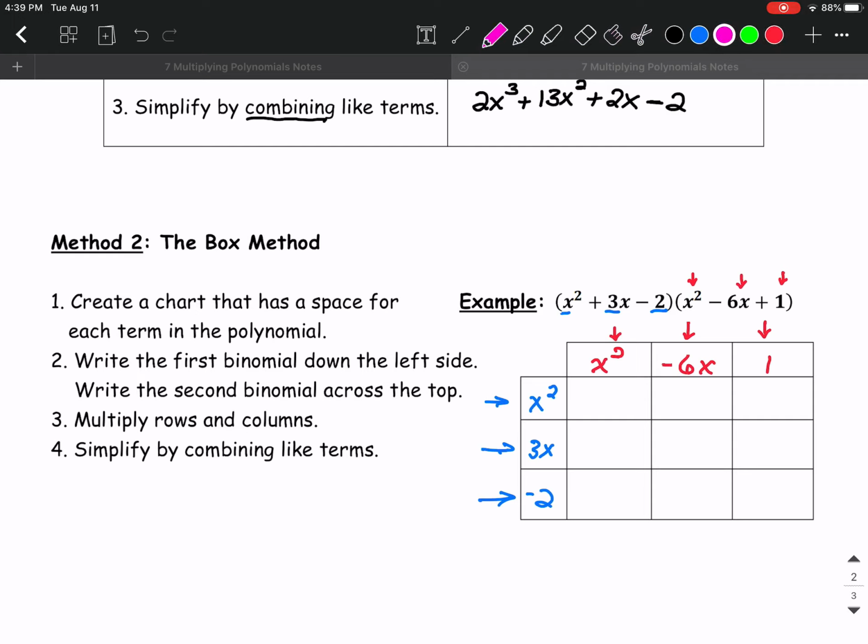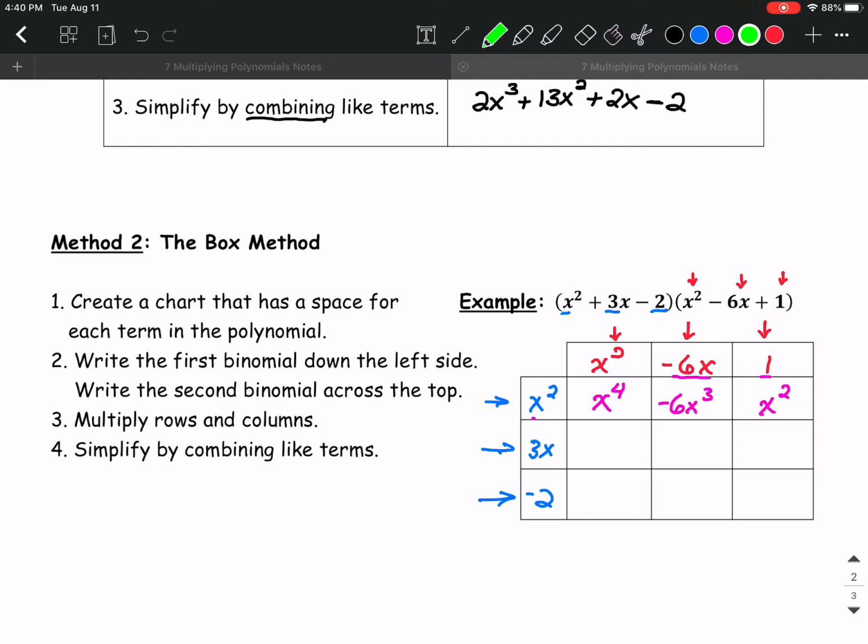All right, so let's do some multiplication. x squared times x squared is x to the fourth. x squared times negative 6x, that's negative 6. Now add the exponents, 2 and 1, that's x to the third. Then we have x squared times positive 1, sorry, that's just x squared.